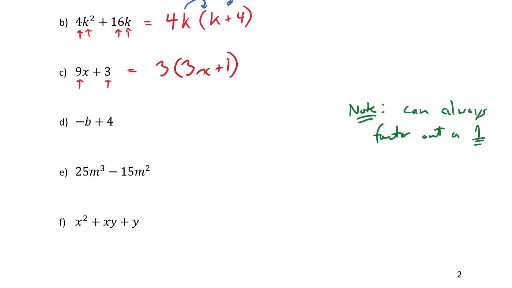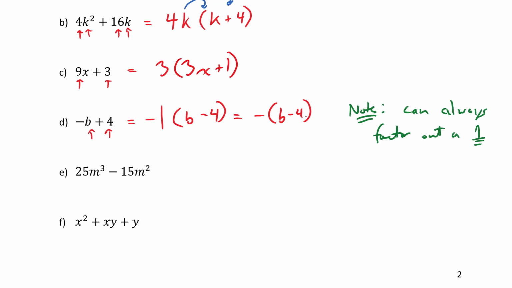Oftentimes when you're working with equations, you may have to make that first term a positive value. So what I can do is I can factor out a -1 from both of these. It basically switches the sign. I pull a -1 out, and I get B minus 4, which I could make as negative B minus 4. You'll see this later on in some of our calculations, where you'll have to turn that negative B into a positive B.